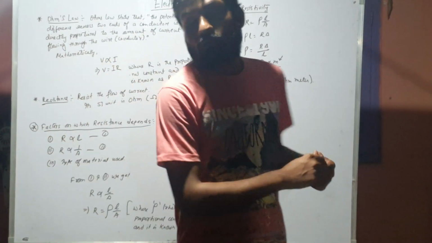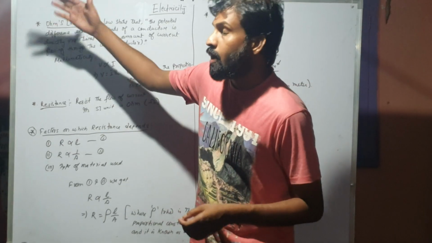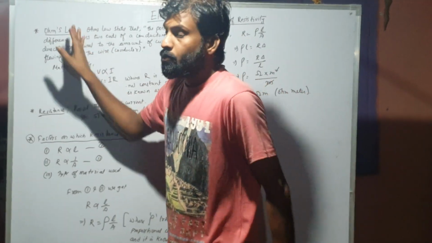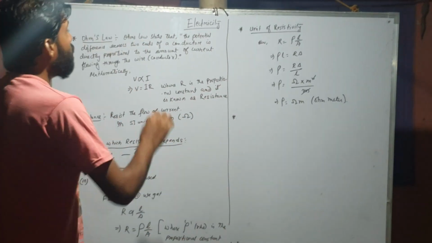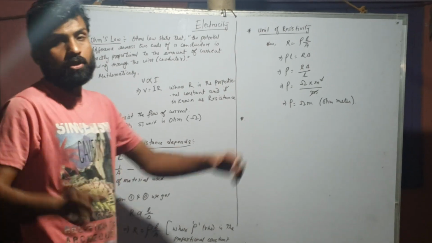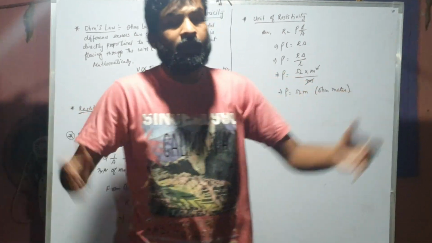Hello student, today we are going to discuss the other part of our recipe. Our first topic is Ohm's law. You should know what Ohm's law says. Ohm's law says that the potential difference across two ends of a conductor. Say there is a conductor here, with two ends, A and B.